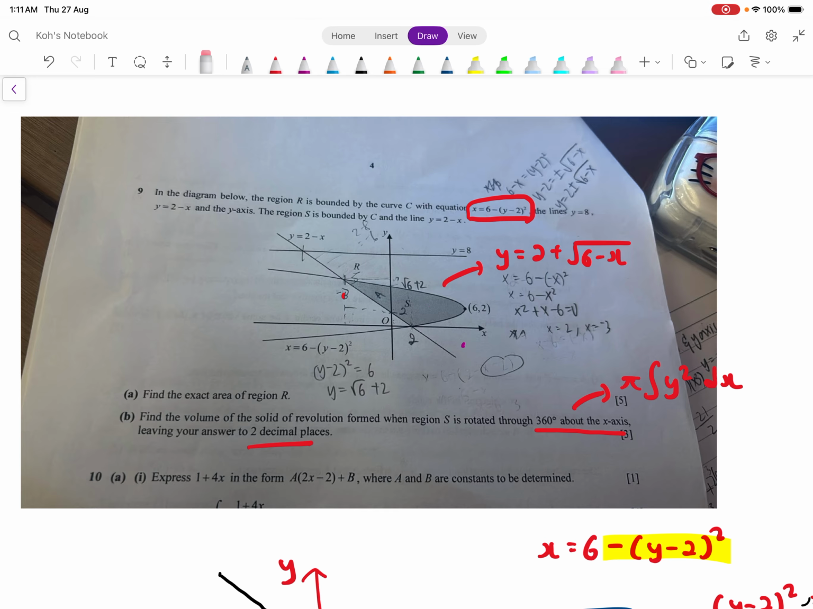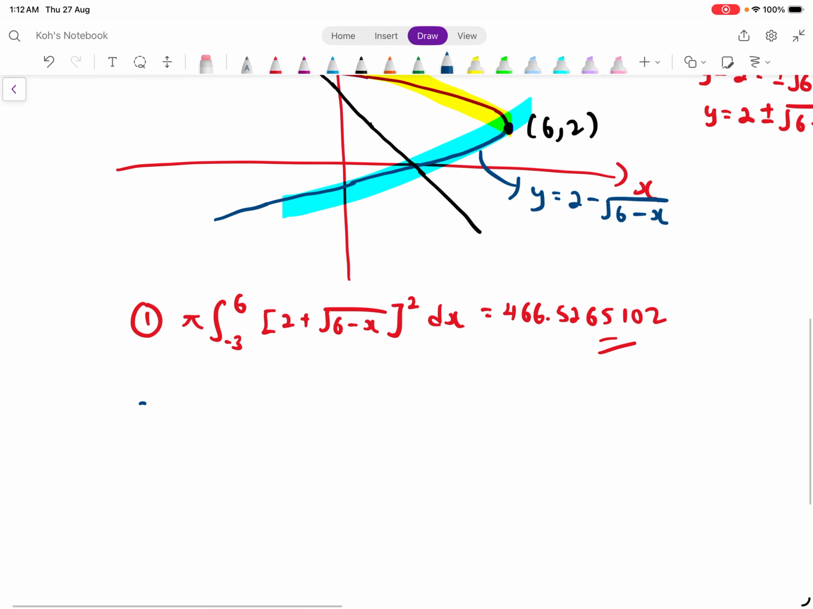There are two things that I want to minus off. The first thing is this part, this region. Because when you do the revolution about this blue region, it's actually like that. So you want pi integral of y squared, where the equation of this part is y equal to 2 minus root of 6 minus x. You want to integrate from 2 all the way to 6, which is what you annotated here. So for the second part, you just put pi integral 2 to 6.